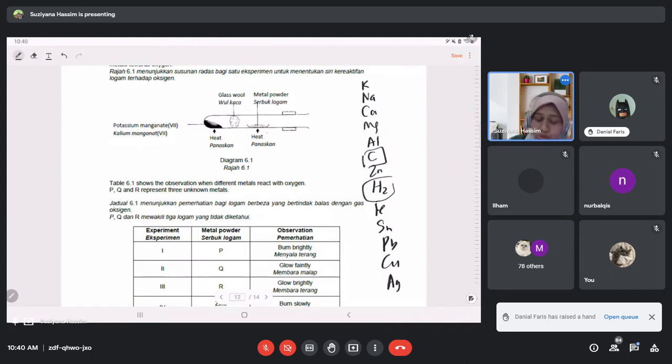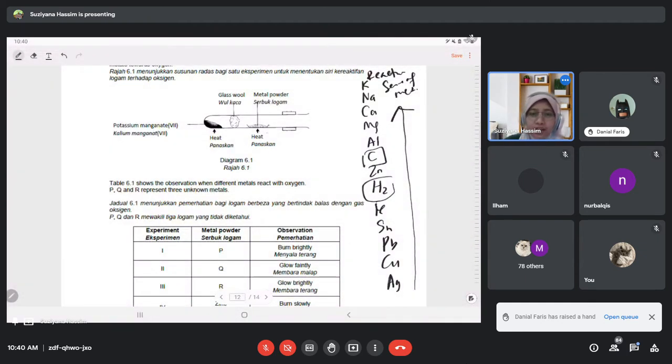Okay, so this is called the reactivity series of metals. When we talk about the reactivity series of metals, going up the reactivity series, the reaction of metals towards oxygen increases.